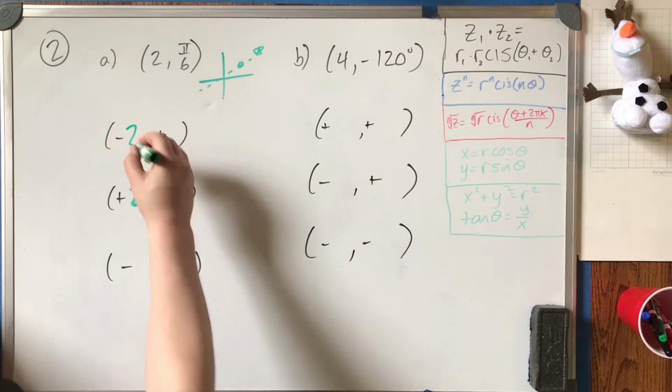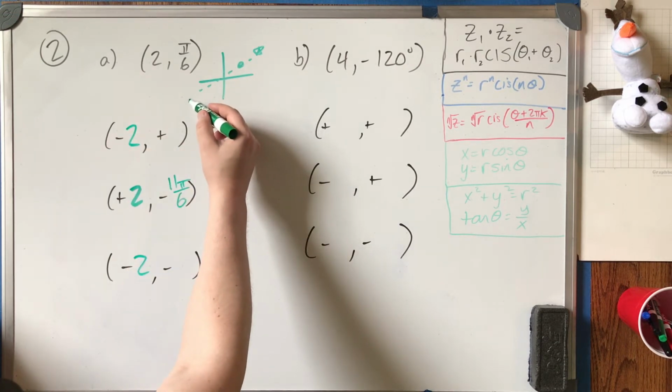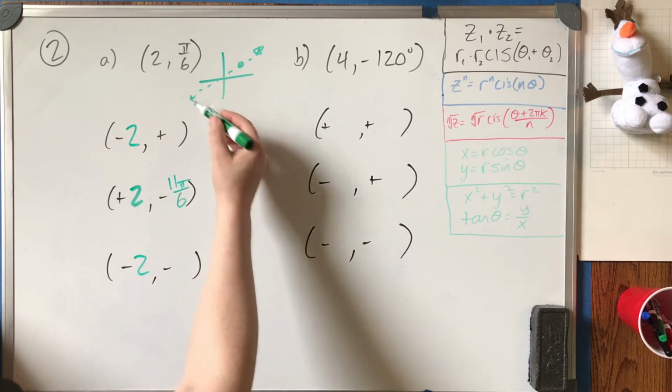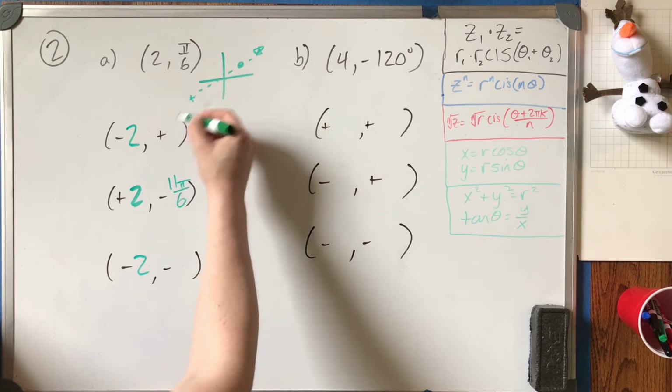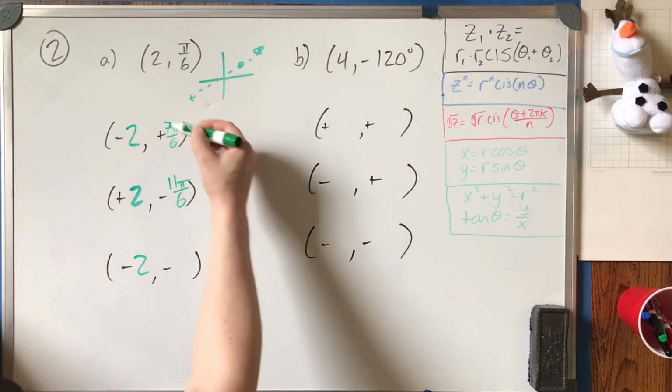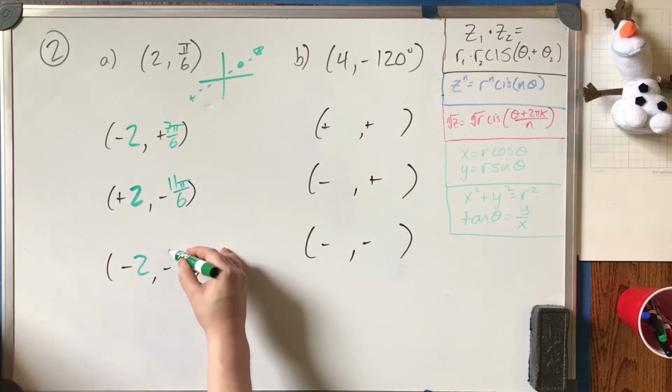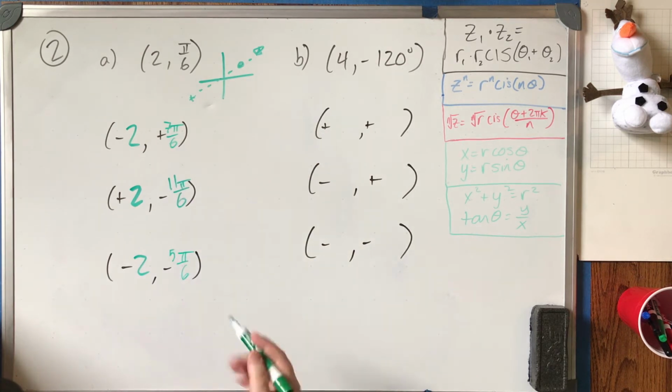Now for the two negative radius ones, that means that I need to end up over here. So I'm going to use a positive angle to get here. So that's 7 pi over 6. And a negative angle, which is negative 5 pi over 6. And we're done.